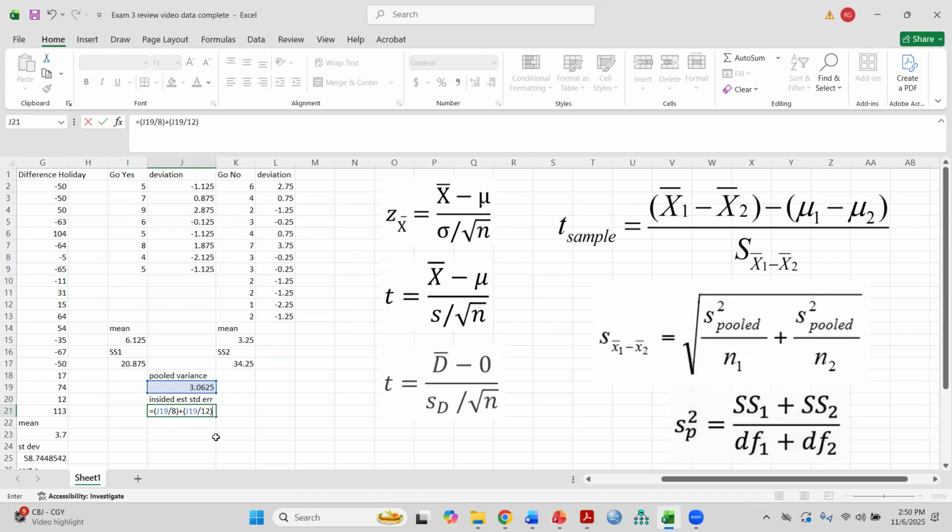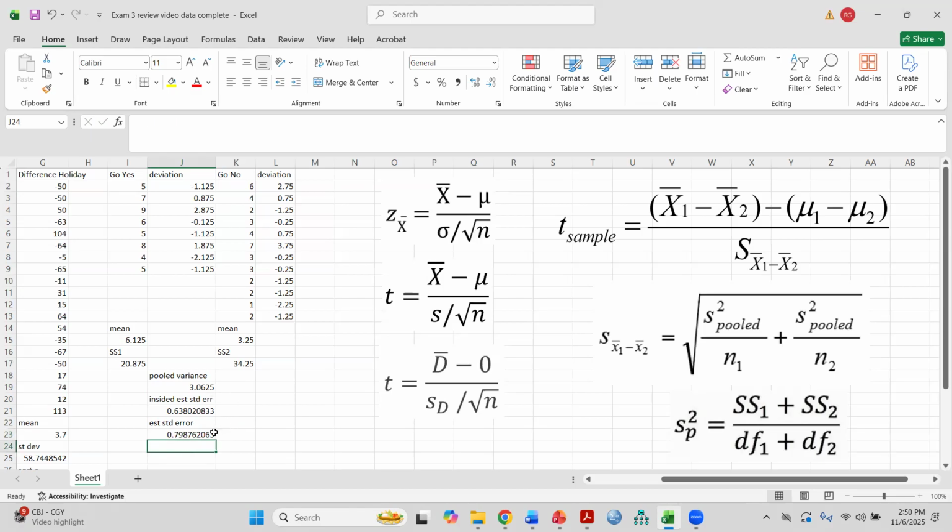All right. So that's just the inside portion taken care of, but that's not the estimated standard error. The estimated standard error is the square root of that. So you can do equals SQRT as the function for the number we just calculated. And that is the actual estimated standard error. You're almost certainly going to have to do that on the exam, so you definitely want to know how to do that.